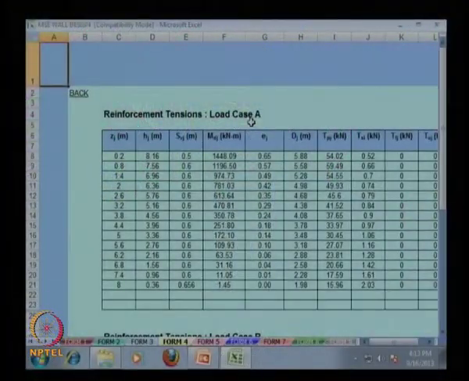So here we are telling the reinforcement tension for load case A. Here Zi is the depth from the top of the soil, that is 0.2, then 0.8 and 0.6, 1.4, like this, it goes up to 8 meter.